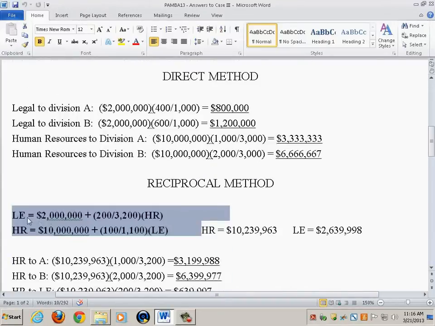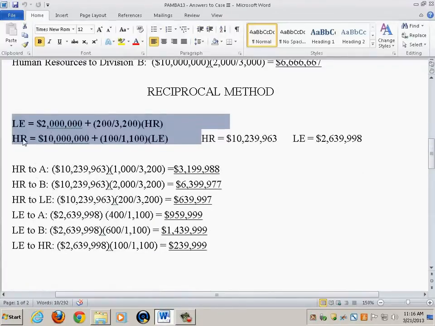So going back to the equations here, LE is the total dollar cost that legal has to allocate to all other units, and HR is the total cost that human resources has to allocate to all units. So if we keep those definitions of the variables in mind, we can easily interpret the first equation. The first equation wants to reflect how many dollars in costs legal has to allocate to all other units.